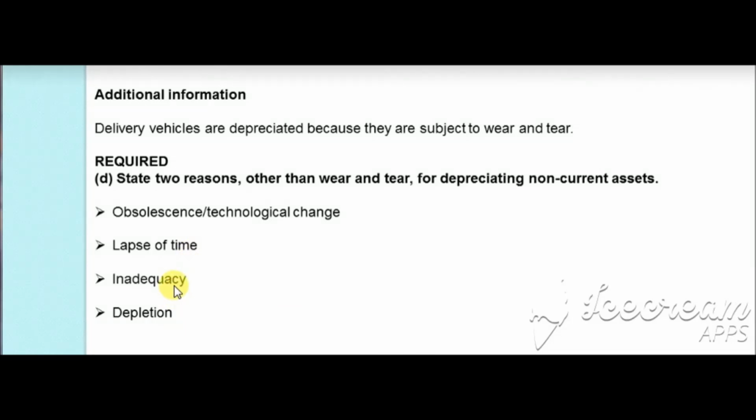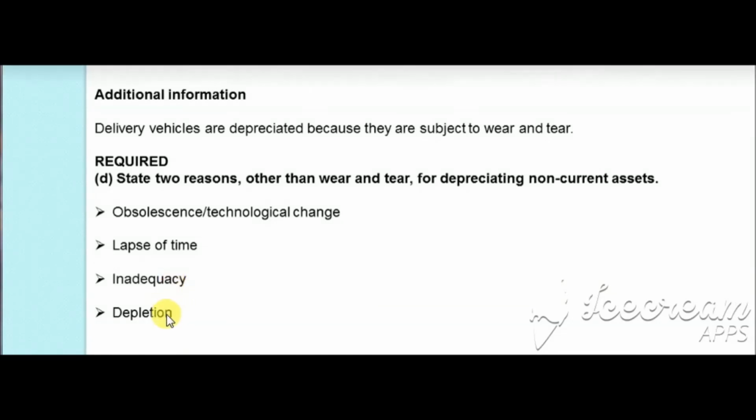And the other reason is inadequacy in terms of quantity or in terms of quality. As I told you, in terms of quality, we can say the vehicles we have now are faster, so the delivery can be done in a much reduced time. So because of this, it is depreciated. Or in terms of quantity, they may require a bigger delivery vehicle compared to what they had previously. So because of this, the value of the delivery vehicle has been reduced, has been depreciated.